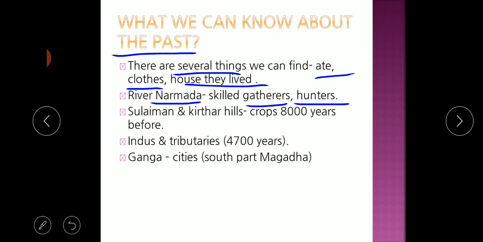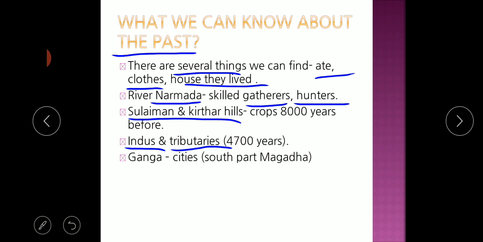About the Sulaiman and Kirthar Hills, they are explaining that 8000 years before, they started to cultivate crops like wheat, barley, etc. And later they started moving and reached the Indus River. At the bank of the Indus River and its tributaries, they started a settled life 4700 years before. And there also they formed new cities.